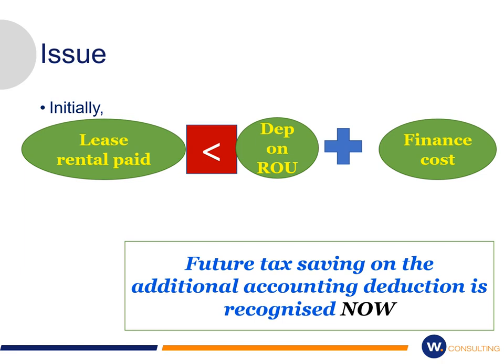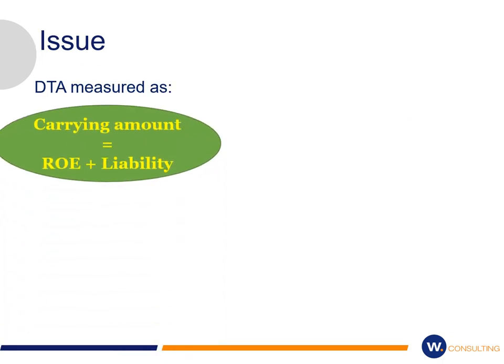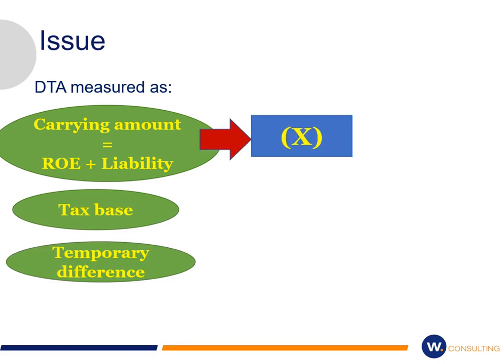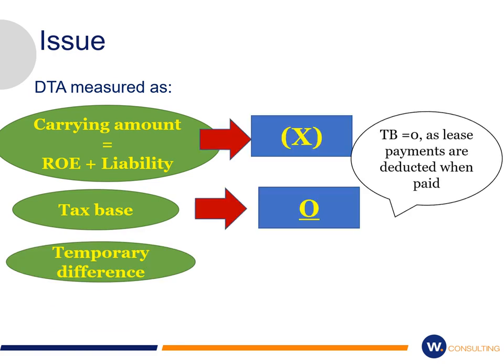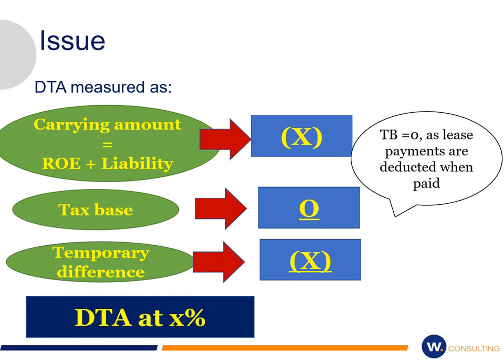Future tax saving arises on the additional accounting deduction, which is recognized now, based on the accrual concept. Now, the deferred tax asset is measured as follows: the carrying amount is the right of use asset less the liability, and we've got the tax base, and we've got the temporary difference. The tax base is zero because lease payments are deducted when paid. The deferred tax asset is going to be the tax rate multiplied by the temporary difference.